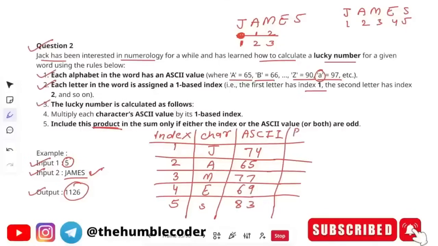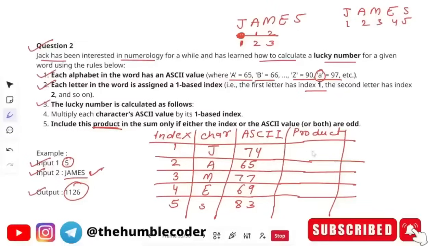Now what I will be noting is the product. Product of what? Product of ASCII value and index value, right? Because that is what we are told. We have to finally do a summation, where the summation should be the sum of products. And in the summation also there is a condition given to us. We will come to that also. First of all, let's note down the products.